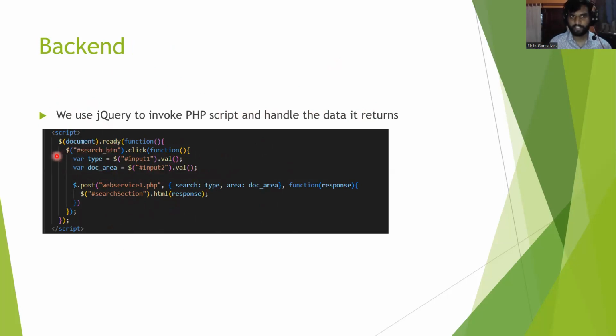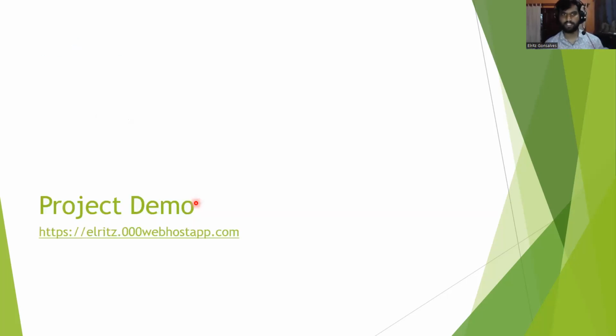So what we are essentially doing in the jQuery script is we are seeing if the search button has been clicked. And if it's clicked, we're taking input one and storing it in this variable type. And then we're taking input two, storing it in this variable doc area. And now we're calling this PHP script and we're giving it the parameters search and this variable type, which is this input one, and area, doc area, which is this input two. And then we're taking this response and replacing the search section part of the website with whatever response we get. So that is essentially how it works.